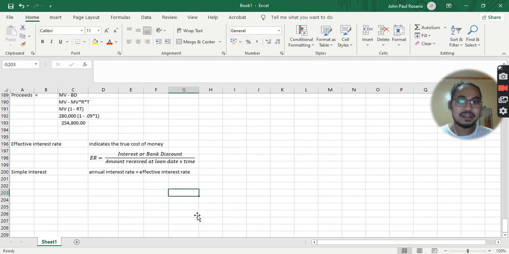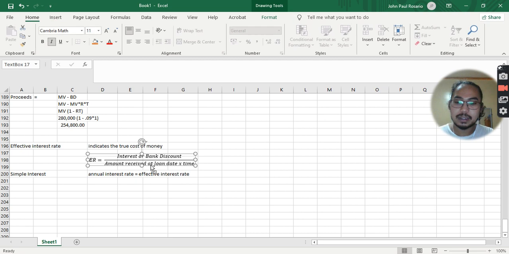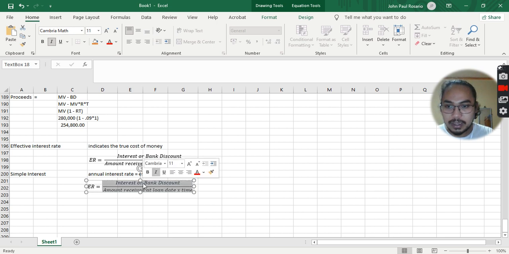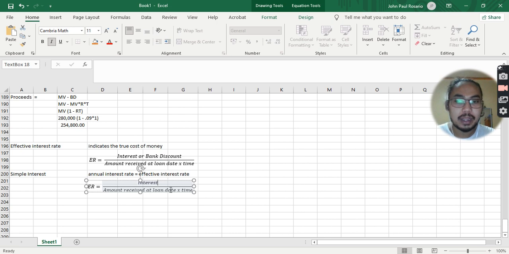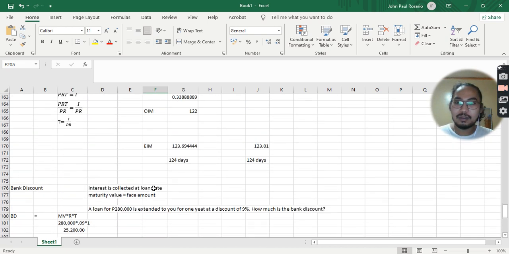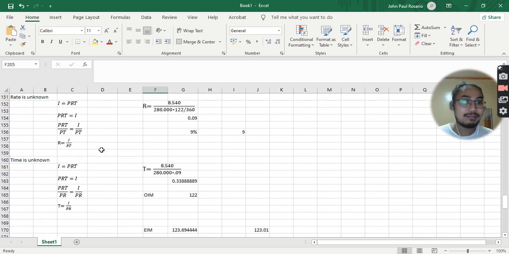So for purposes of simple interest and effective interest rate, we no longer solve it, because again, the annual interest rate is equal to the effective interest rate. In what way? With simple interest, the bank discount part disappears, and what will be left is only the interest. So the interest over what amount did you receive at the loan date? What you received is your principal, right? Principal. Okay. So as you can see, guys, the effective interest rate is I over PT. And this is your formula for the rate of simple interest.